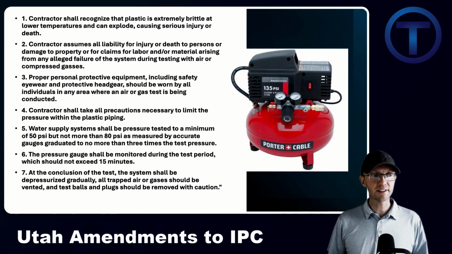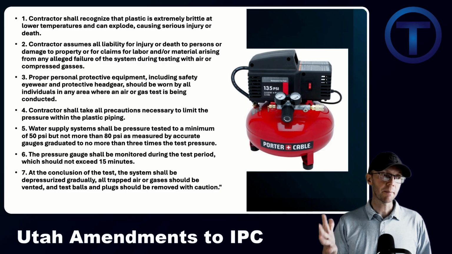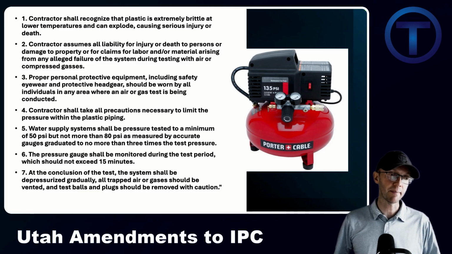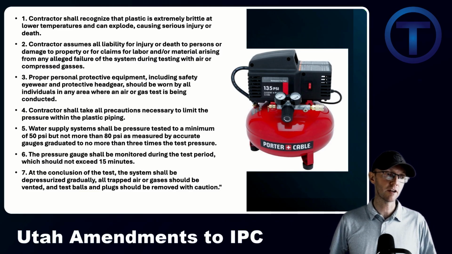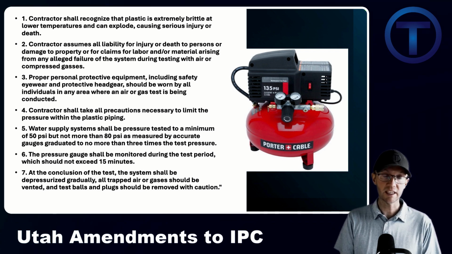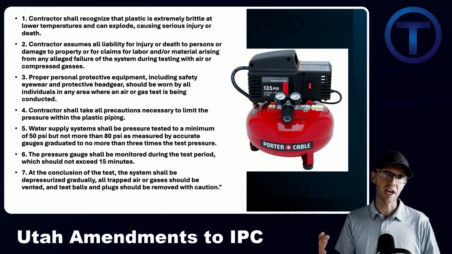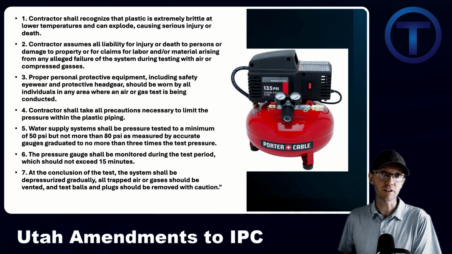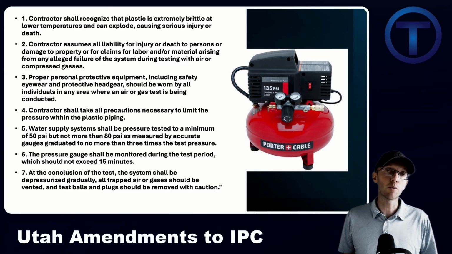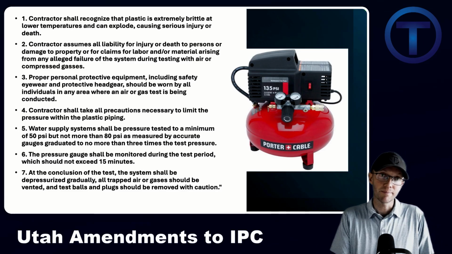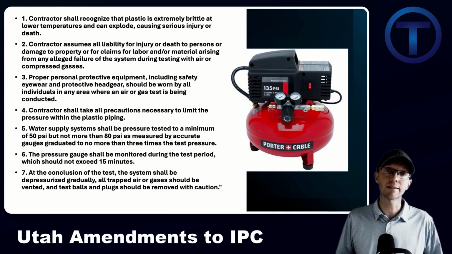But let's look at the difference here with water lines. It says on number 5 that water supply systems shall be pressure tested with a minimum of 50 psi and not more than 80 psi as measured by accurate gauges graduated to no more than 3 times the test pressure. So, minimum of 50, we see that in the code, but they limit that pressure to 80. 80 psi should be the most that you ever put on a pressure test for water lines. Now, I don't know, maybe the company you work for likes to test at 100 psi. The piping should be rated for that, but code amendments say 80 is the most that you should do.